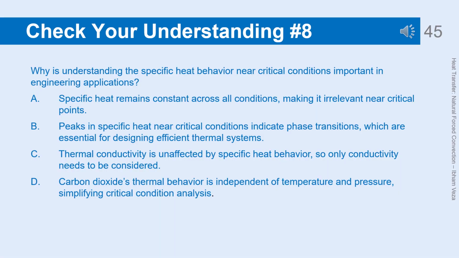Correct answer, B. Peaks in specific heat near critical conditions indicate phase transitions, which are essential for designing efficient thermal systems. Explanation of incorrect options. A. Specific heat remains constant across all conditions, making it irrelevant near critical points. This is incorrect because specific heat varies sharply near critical conditions, highlighting significant phase transition effects critical to engineering designs.